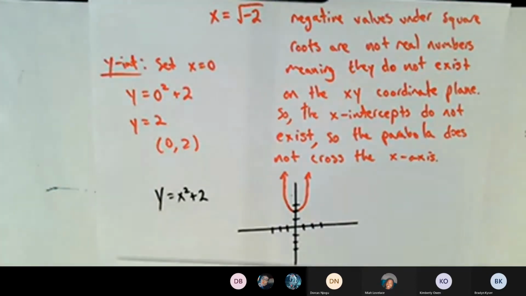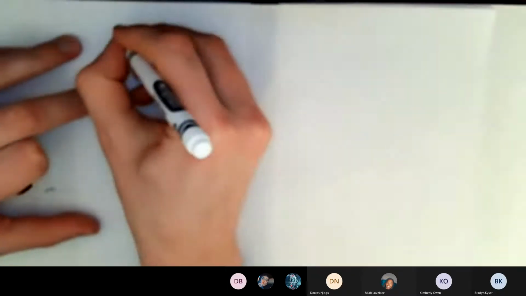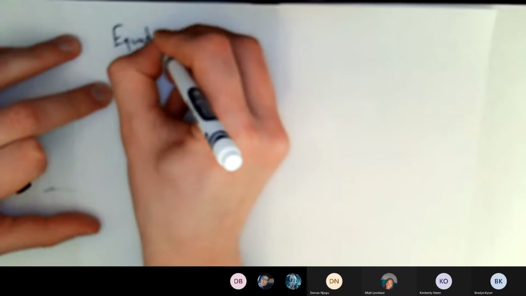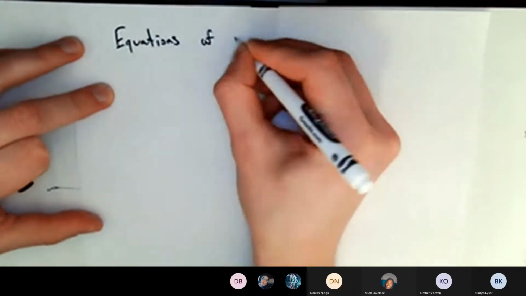All right, let's move on to different shapes. Circles. Equations of the form.